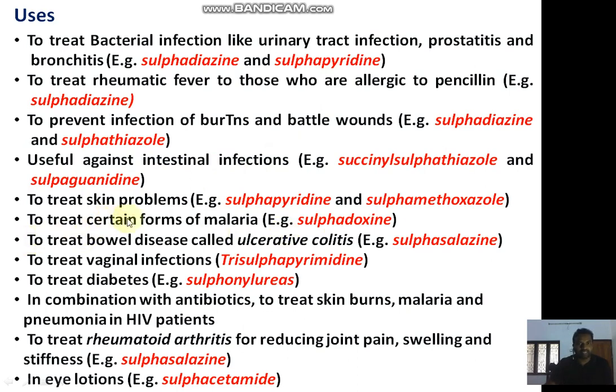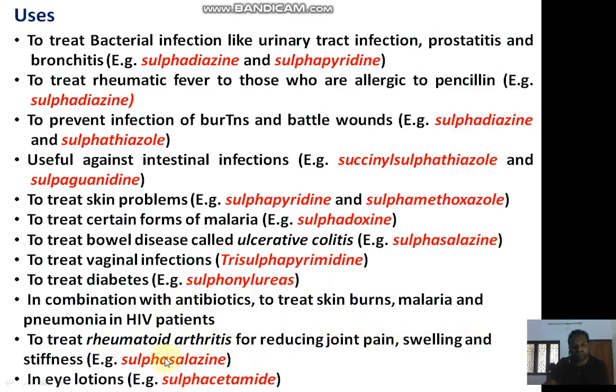So to treat certain forms of malaria, to treat the disease called ulcerative colitis, and for vaginal infection, and to treat some diabetes. And in combination with this sulfur drug, in combination with antibiotics, many skin burns and malaria could be treated. And another application is rheumatoid arthritis for reducing joint pain, swelling, and stiffness.